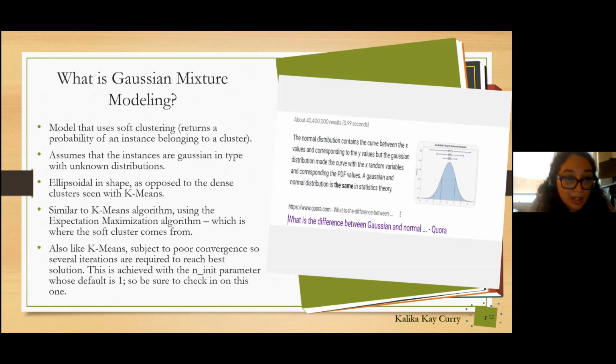So we expect that they will be ellipsoidal in shape, as opposed to the dense clusters that we see within k-means. And similar to the k-means algorithm, we have this expectation maximization algorithm, and that's where these soft clusters come from. And then we find out that, also like k-means, we are in trouble of getting this sort of poor convergence. So you'll have to go through several iterations in order to identify the best solution.